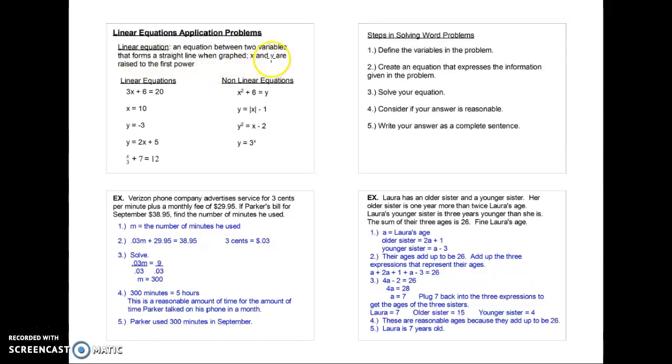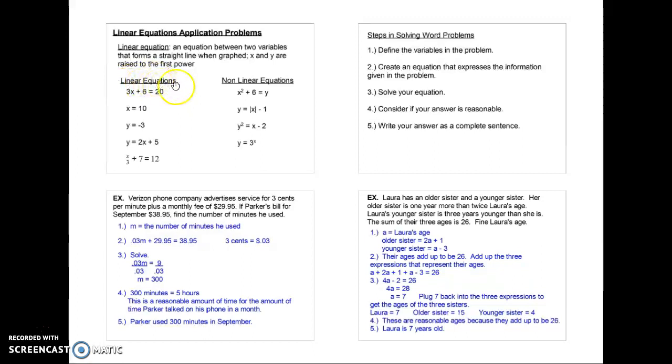So your x and your y are raised to the first power. It's going to be really important. In order for it to be considered a linear equation, the x and the y in the equation have to be both raised to the first power and nothing else. Again, it's an equation between two variables that forms a straight line when graphed.